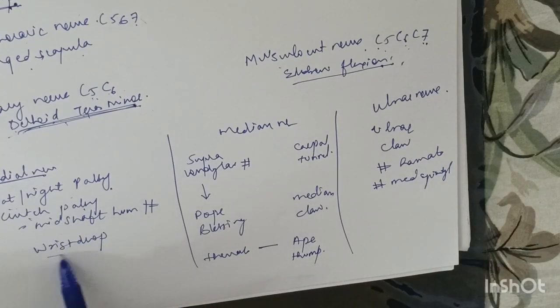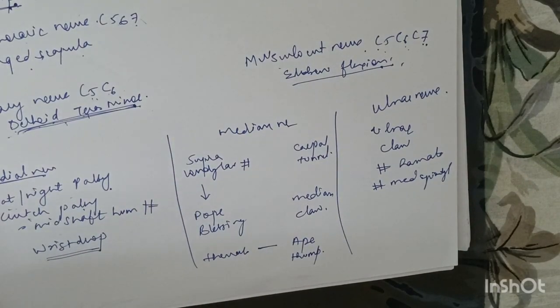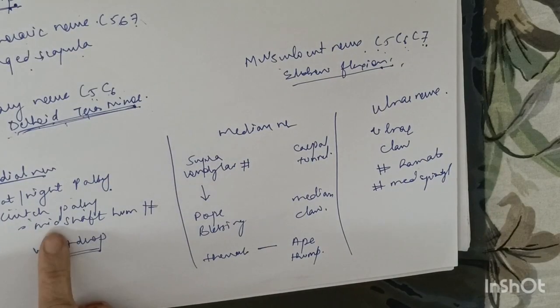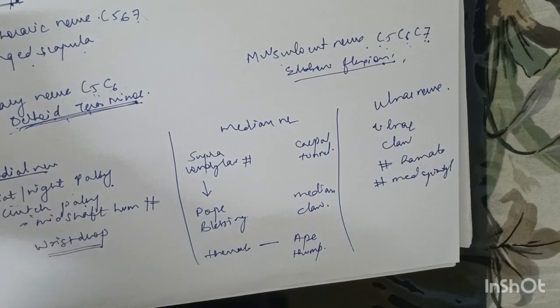Fine, the presentation will be wrist drop because the radial nerve supplies the posterolateral part of the arm, forearm as well as the wrist and hand. So the triceps is involved. All the 3 heads of the triceps are there, as well as the extensor group of muscles, that is the extensors of the arm and forearm.